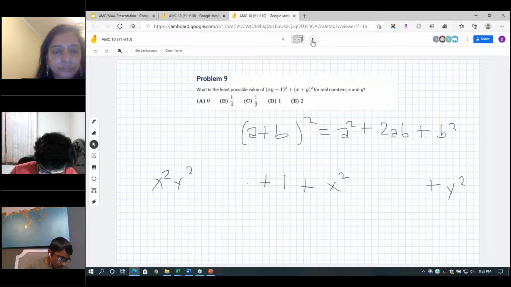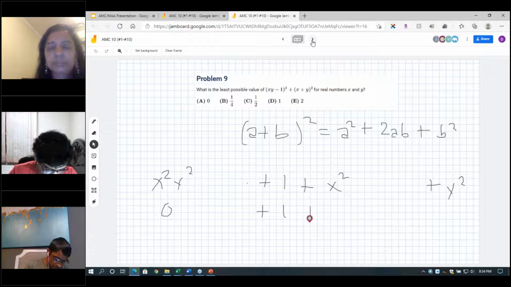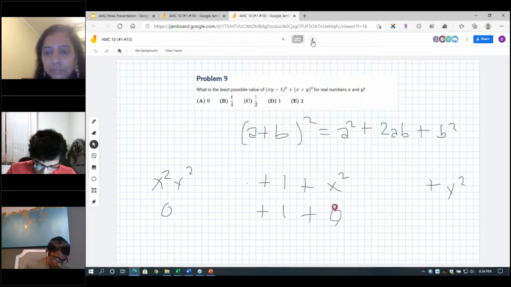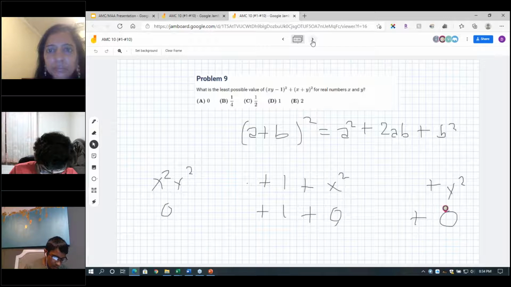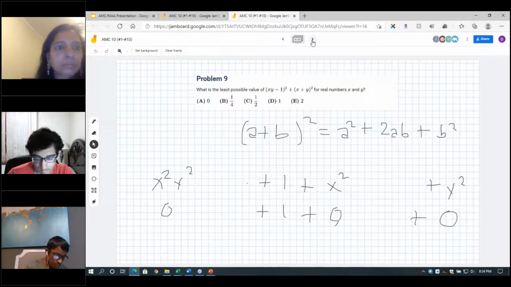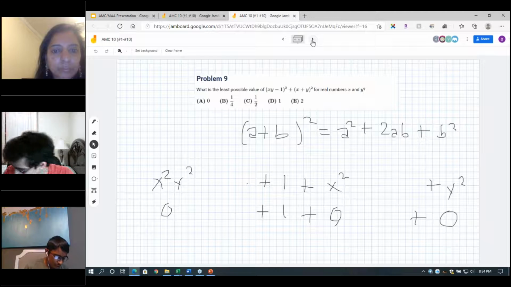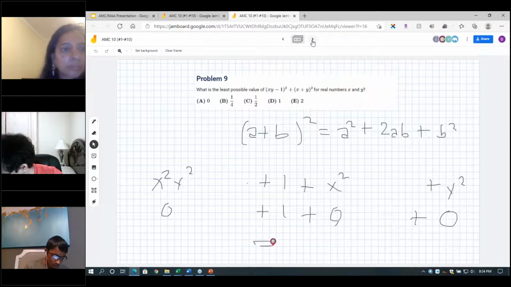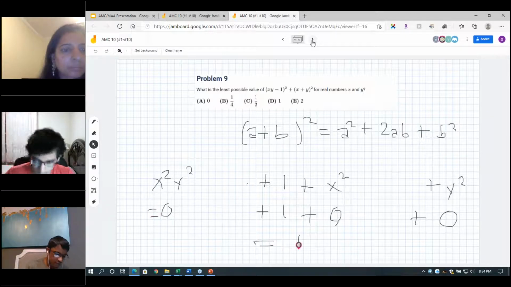So what we would love is if this could just be 0, then we have a plus 1. The x squared could just be a 0, and the y squared could just be a 0. In this case, the answer would be 1. And if we just let x be equal to 0, which is how we get that, we see that x squared y squared is also 0. So this is possible. This is the least possible value. So then we just have 0 plus 1 plus 0 plus 1, which is equal to 1, so the answer is D.